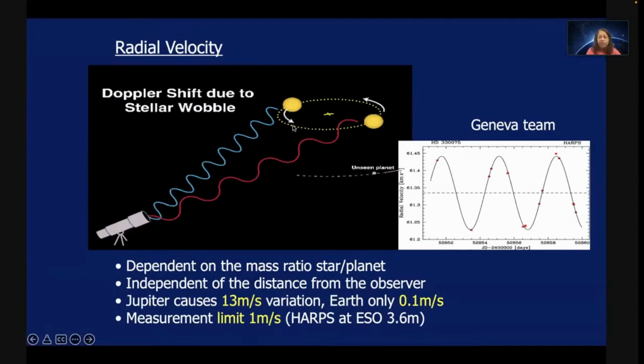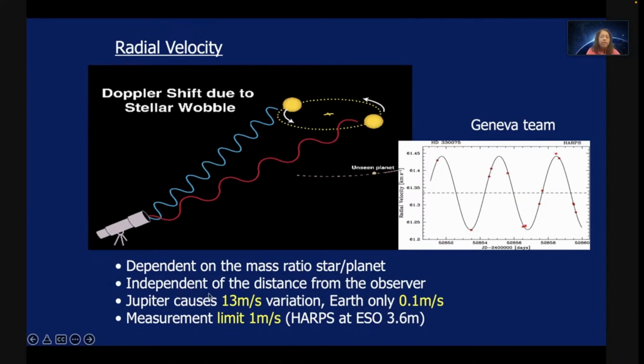Like I mentioned, this shift is the Doppler shift, and it depends upon the mass ratio of the star and the planet, because that will tell you how large the wobble is. In the case of Jupiter, for example, it barely gives a variation of 13 meters per second. Earth would give you a variation of only 0.1 meters per second. And therefore, it is very dependent on the sensitivity of your detector. On the ESO 3.6 meter telescope, the HARPS instrument has a measurement limit of about 1 meter per second.